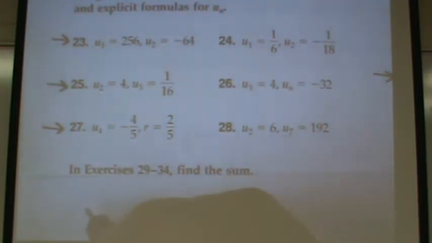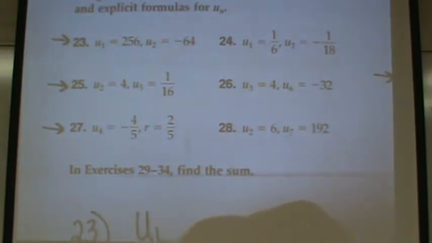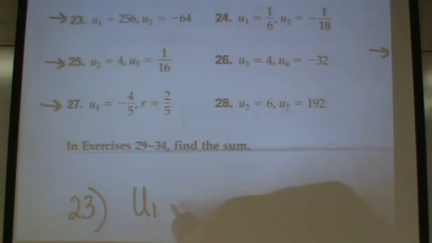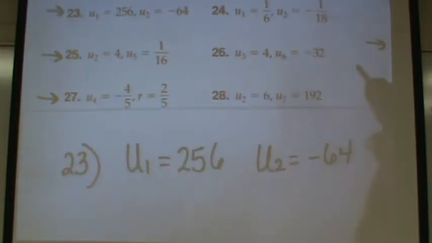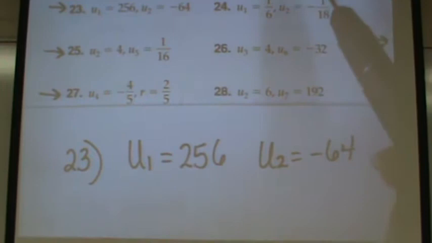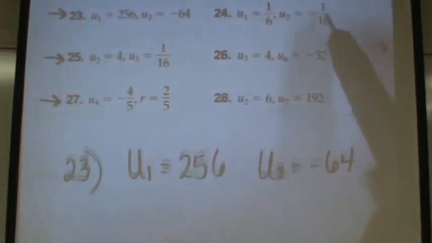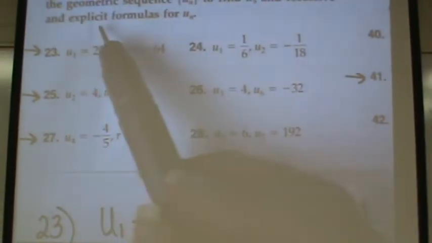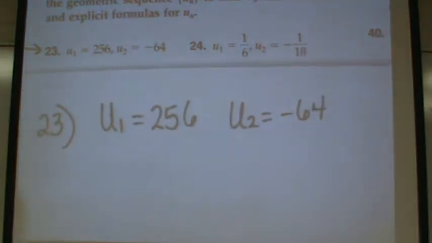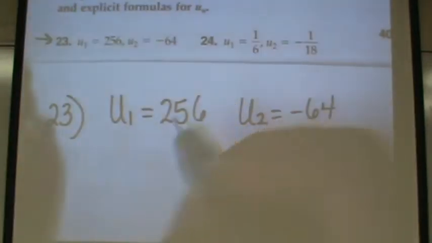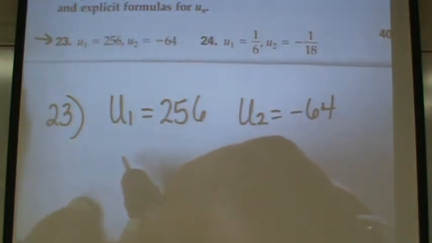On problem 23, you are given the first term in the sequence, which is 256, and you're given the second term, which is negative 64. You're asked to do three things: find the recursive formula, the explicit formula, and then find the fifth term. So, first of all, what is the recursive formula?